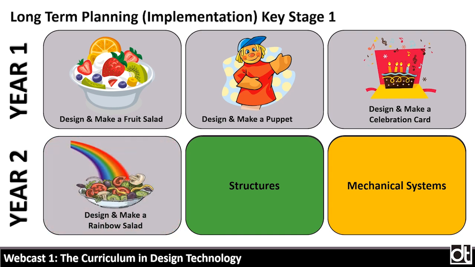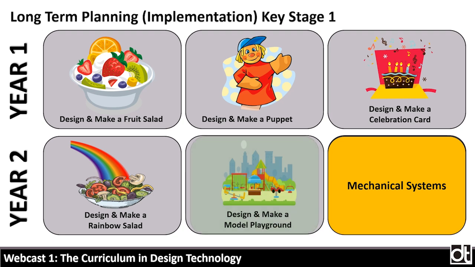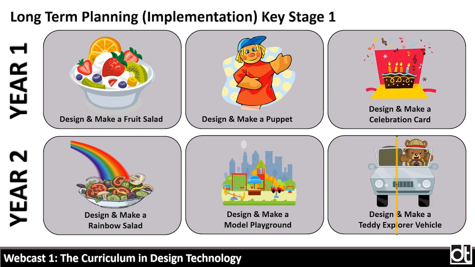Moving to year 2, the cooking and nutrition unit extends children's food preparation skills by teaching them how to grate vegetables and how to use a juicer when designing and making a rainbow salad. In the structures unit, children are introduced to frame structures and joining different materials when designing and making a model playground.